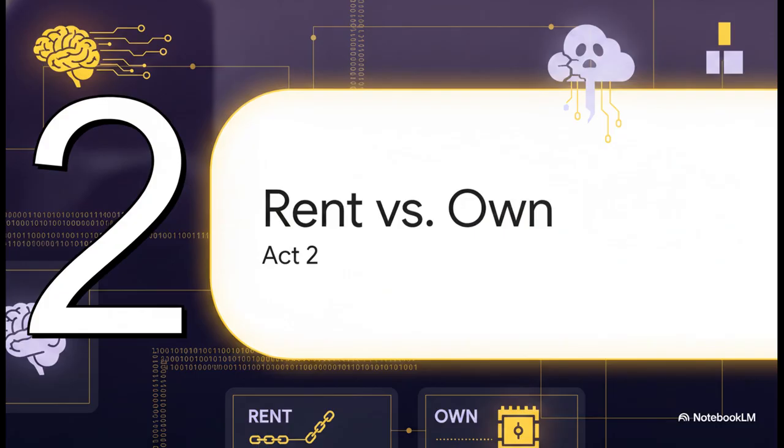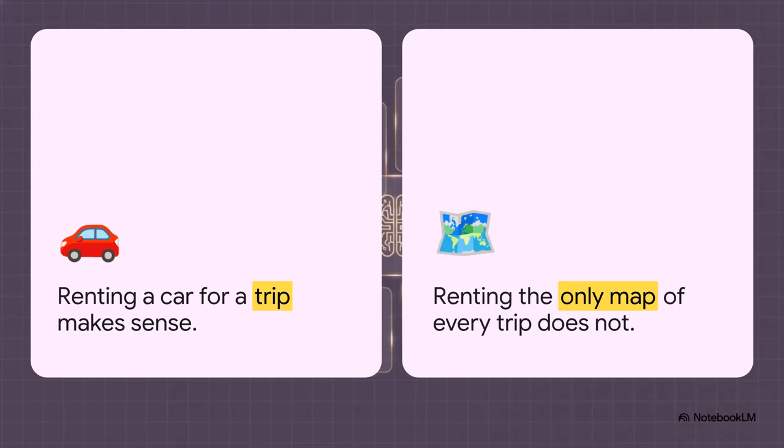Which brings us to Act 2, the rent versus own split. Think about it like this. Renting a car for a weekend trip? That makes perfect sense. But renting the only copy of the map that shows every single place you have ever driven? Yeah, no, that does not make sense. And that's the fundamental difference we keep collapsing when we talk about renting AI. Renting the raw intelligence makes absolute sense, but renting the memory of every single decision your business has ever made is just a massive liability.